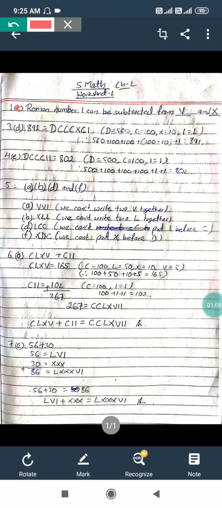Okay. Now we will move to solve the answers. I have done question number 3D for you. What is the question over there? Write the following numerals in Roman numeral systems. So 3D is 891. How will we write it? 891 would be written as DCCCXCI. How is it written?